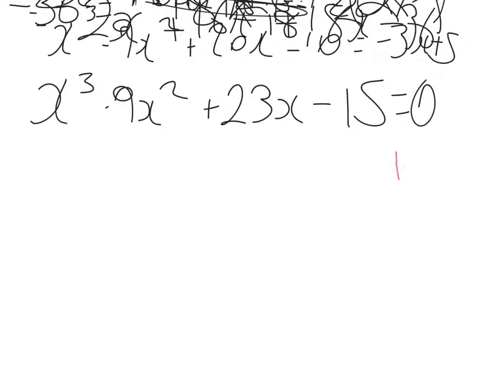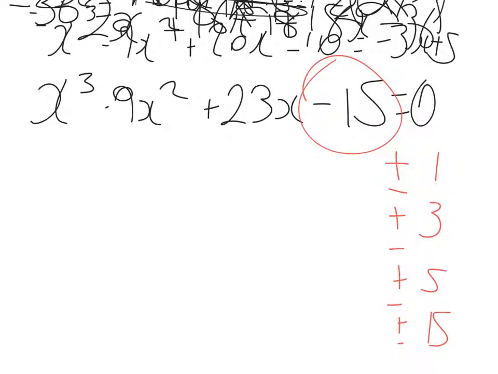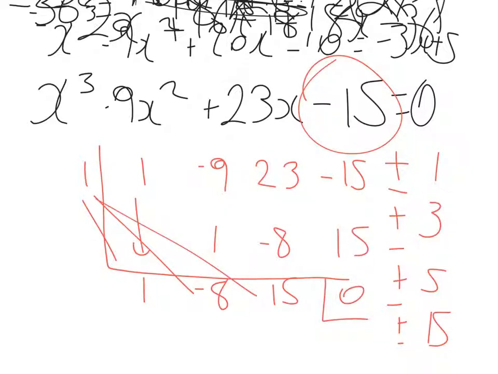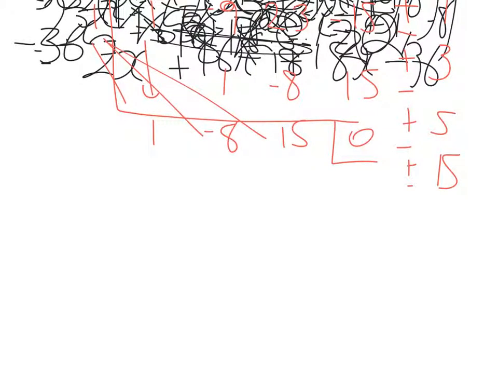This is now another case of looking for factors. So the factors of minus 15 are plus or minus 1, 3, 5 and 15. So let's try 1 to get going. So coefficients of 1, minus 9, 23 and minus 15. Drop the 1 down, multiply by 1 is 1. 1 minus 9 is minus 8, multiply by 1 is minus 8. 23 minus 8 is 15. Multiply by 1 is 15. And that will be 0. That will be a point of contact at x minus 1 is a bracket. The quotient here is x squared minus 8x plus 15.